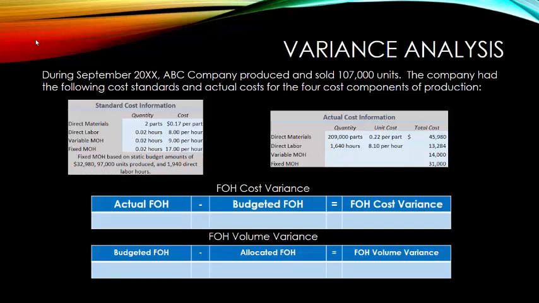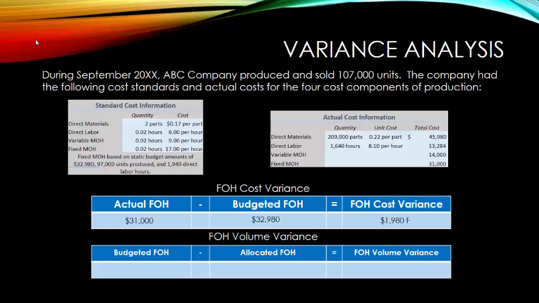Lastly, we got our fixed overhead. In the first formula for fixed overhead, the cost variance is the easiest thing you're going to come across. Our actual fixed overhead from our actual cost information was $31,000. And then in our standard cost at the bottom, it says we had a static budget amount of fixed manufacturing overhead of $32,980, which means our actual fixed overhead was $1,980 less than we budgeted for, and it's therefore favorable.